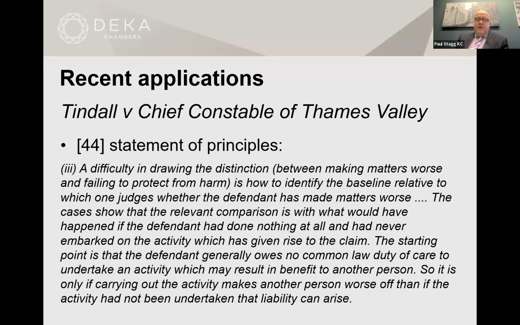The cases show that the relevant comparison is with what would have happened if the defendant had done nothing at all and never embarked on the activity which has given rise to the claim. The starting point is that the defendant generally owes no common law duty of care to undertake an activity which may result in benefit to another person. So it's only if carrying out the activity makes another person worse off than if the activity had not been undertaken that liability can arise.